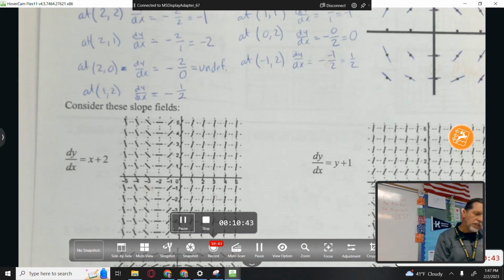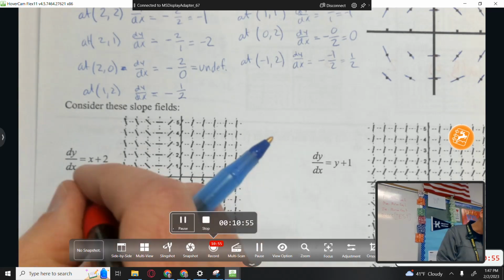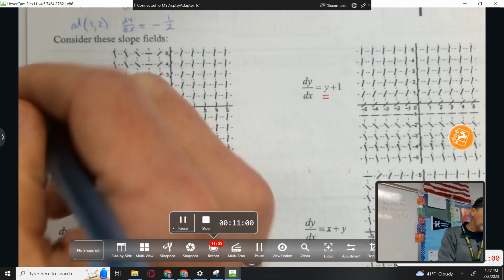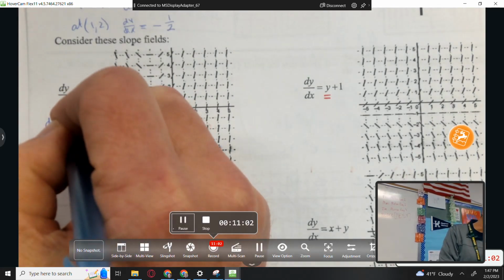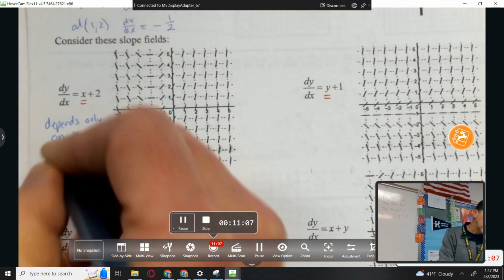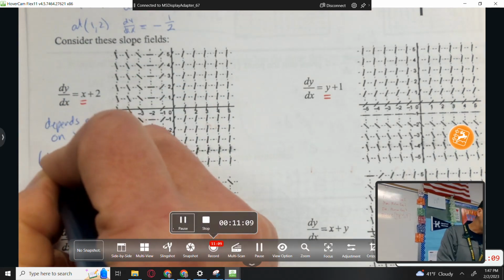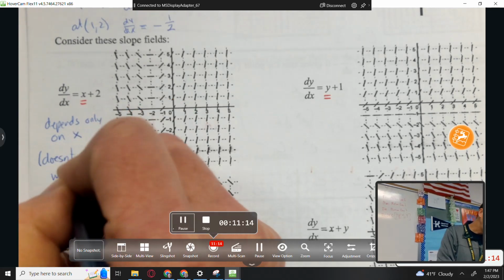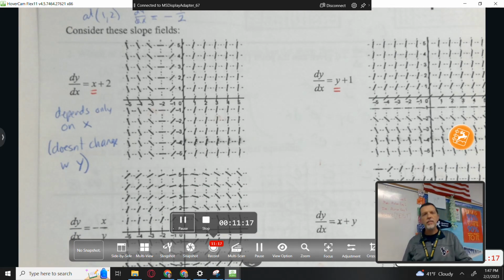Number 2, consider these slope fields. So this is all given. It's just more about looking at it. One of the big differences to tell, when it comes to matching, is to look at what it depends on. So this first one depends only on x. Another way to say that would be it doesn't change with y.